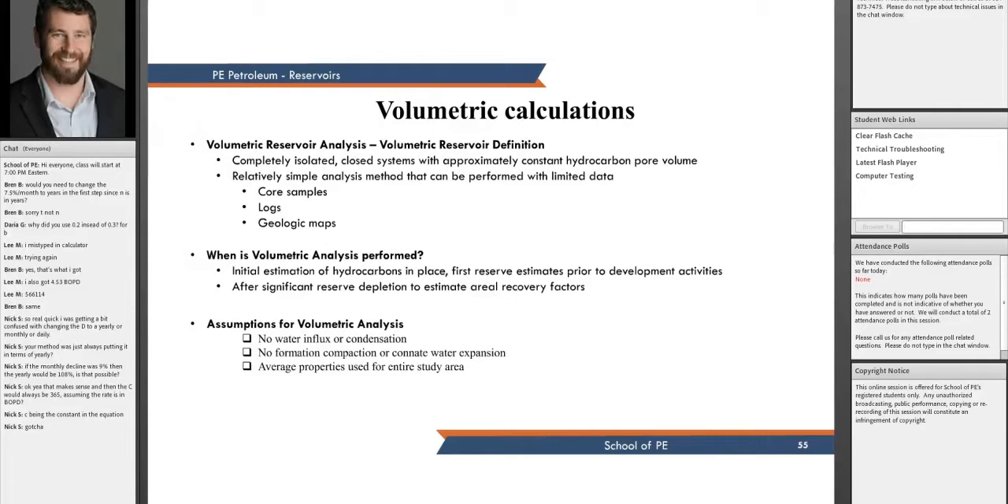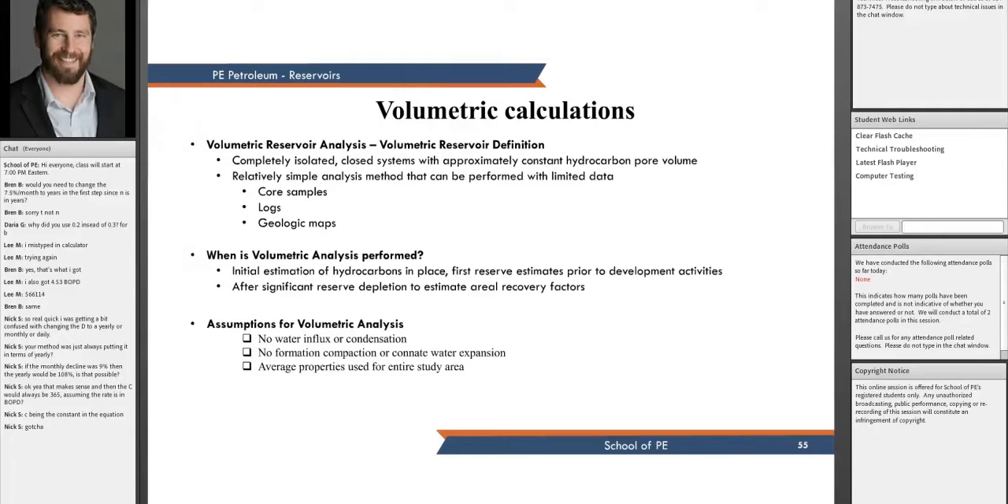So there's no influx, there's no pressure sinks, and there's no pressure being applied outside of the system. You're dealing just with a sealed system. This is a pretty simple analysis method, and it's often performed early on in the process of your discovery for your assets. You only need some fairly straightforward and readily available data.